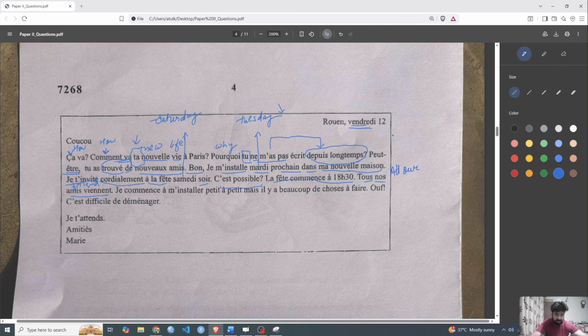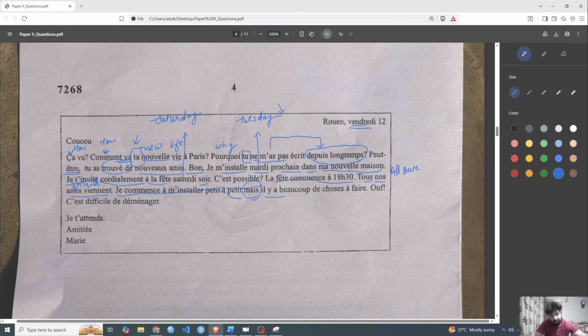Okay. Je commence mes cartons petit à petit. So basically, she's saying, I am going to move bit by bit, or basically little by little. Petit à petit is small by small.